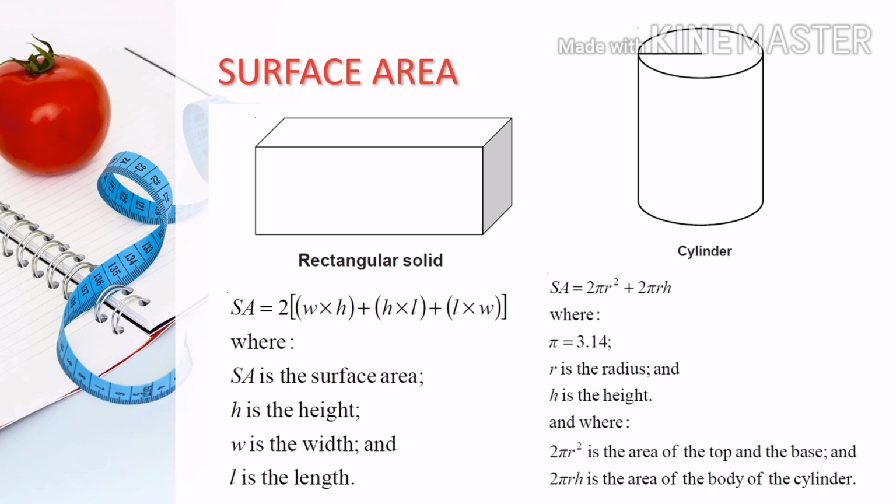And if you would notice, we have the length, the width, and the height. And those are what we will use in the whole formula. The surface area of a rectangular solid is given as 2 multiplied by, first multiply the width times height, then add that to the height times length, then add that to the length times width. We will understand this more later with the sample problem I will show you.